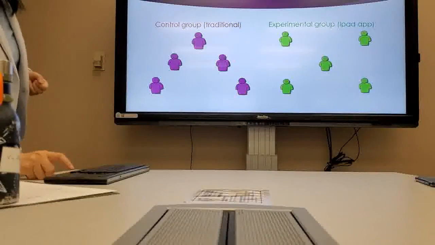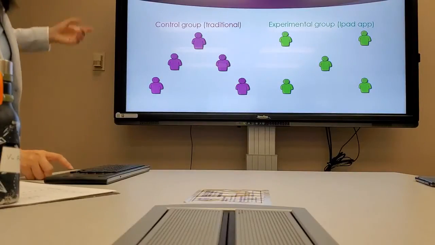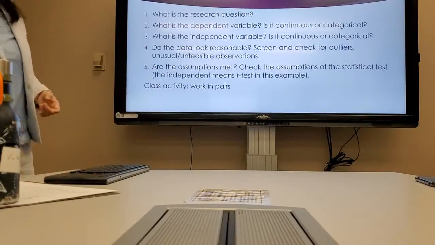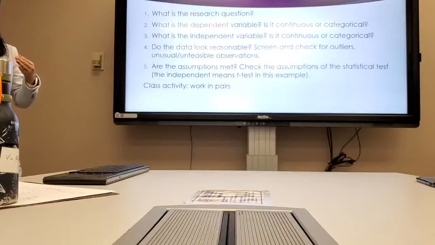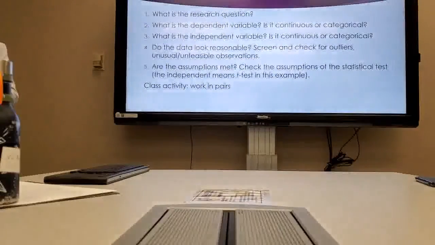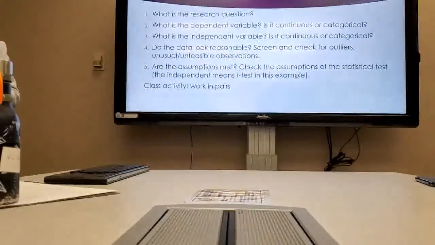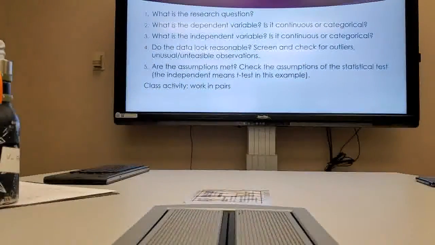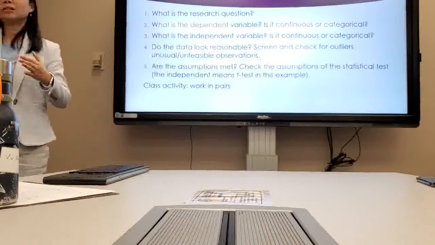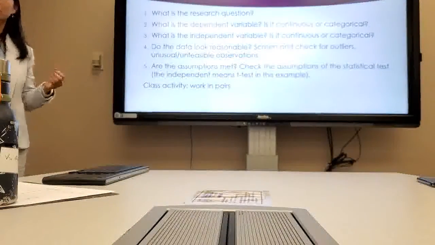At the end of the semester, the teacher administers a math test and records the scores from these 10 students. Before you do any analysis, I recommend you go through these questions to screen the data: what is your research question, what is your dependent variable, what is your independent variable, and is it continuous or categorical. This makes sure the t-test is used appropriately, because as we mentioned earlier, we need the dependent variable to be continuous, and the independent variable to be binary, which is two groups, right?